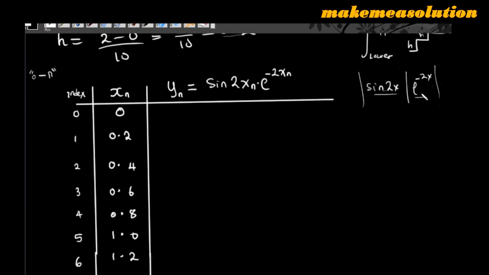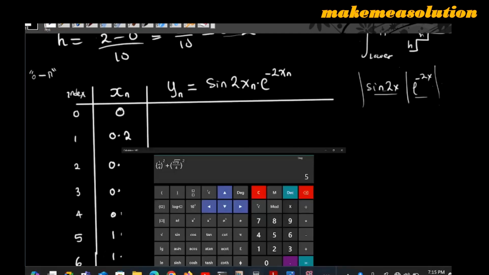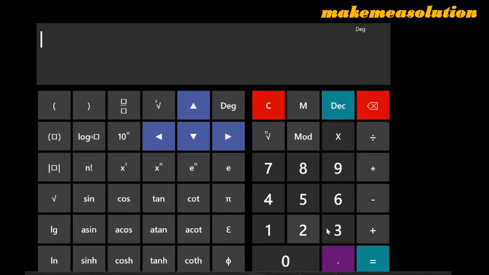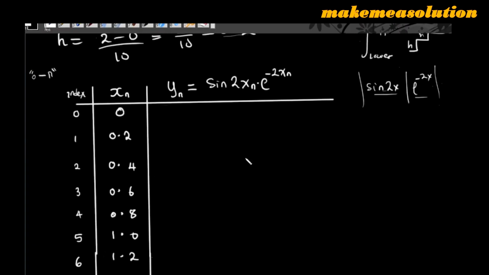The way you should solve it is, everybody nowadays has access to scientific calculators. I have a small scientific calculator here. So this is how you should solve it, directly. You don't need to create a separate column for sine 2x and a separate column for exponential minus 2x. You just solve everything at once because you have access to a scientific calculator, and this will reduce the error that will build up while you're approximating the value of this integral.